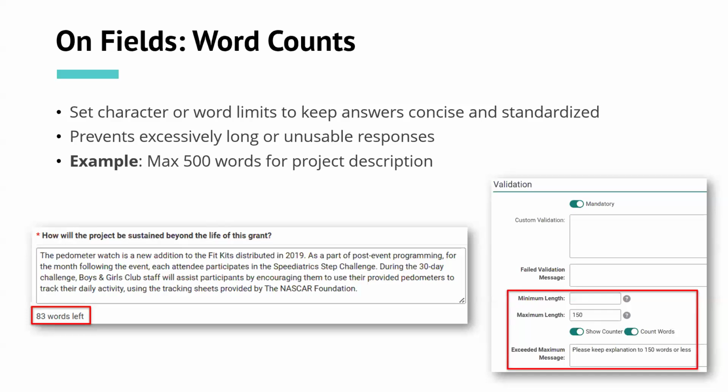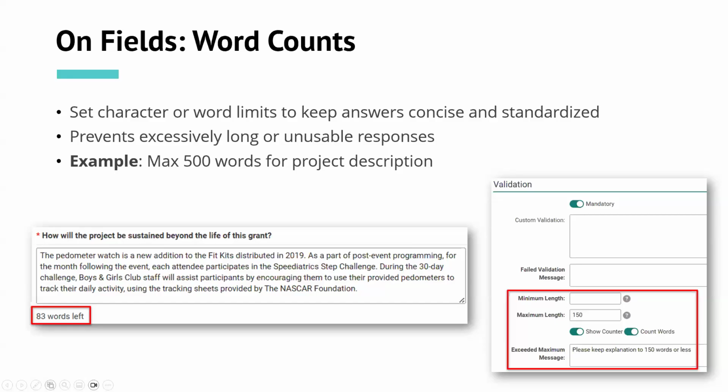More things that we can do on fields themselves are word counts, right? So word or character limits keep answers usable, because a 2,000 word essay might be interesting, but it's impossible to compare across applications. By limiting that word count, you make the review process more consistent and fair, right? A great example is max 500 words for project description.